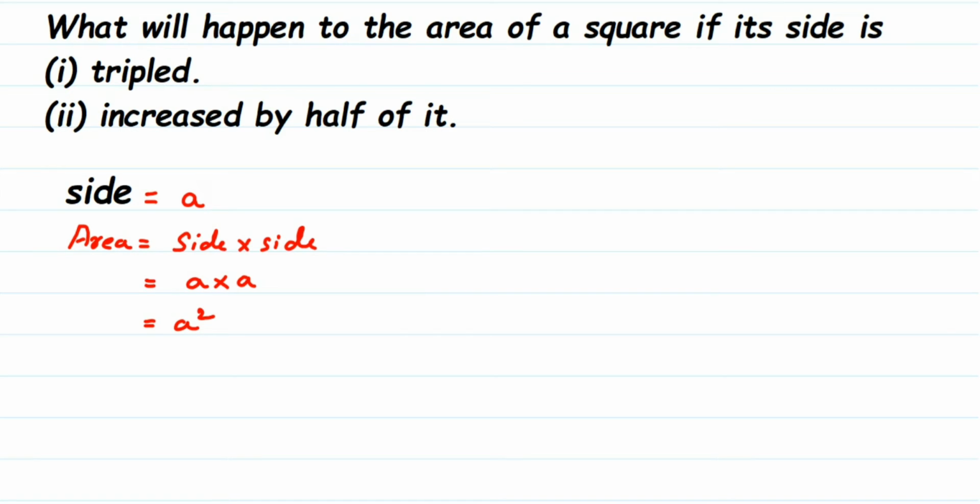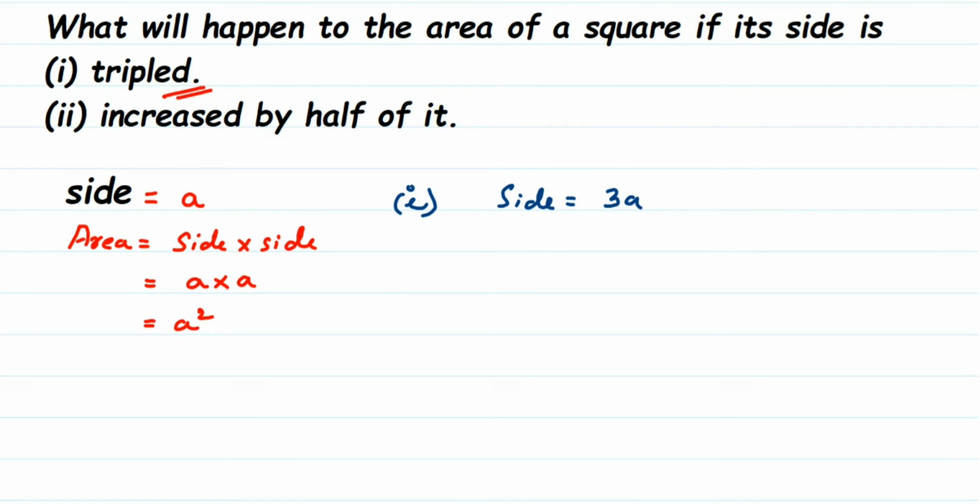Now we're going to change it. We're going to find out the area of a new square whose side is tripled. Now this is the first question. Like I said, tripled means three times more. So the side will become 3 into A. So 3 times more than the old one. Old one is A, so 3 times the A. So it will become 3A.